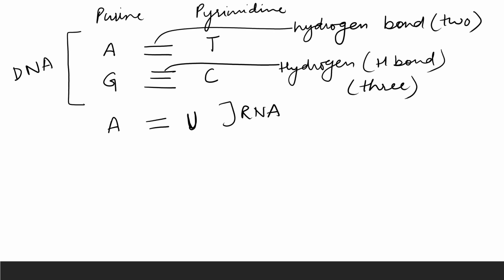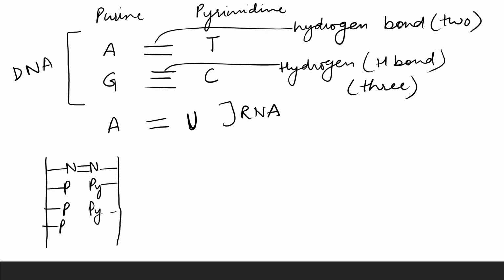Now I want to ask you something. We are saying that DNA is a double chain structure, and nitrogen bases are there in between. So what do you say? Is it that on one side all the purines are present, and on the other side all the pyrimidines are present, and then they are making bonds? Is it so? No, it's not like this. So this is not right.